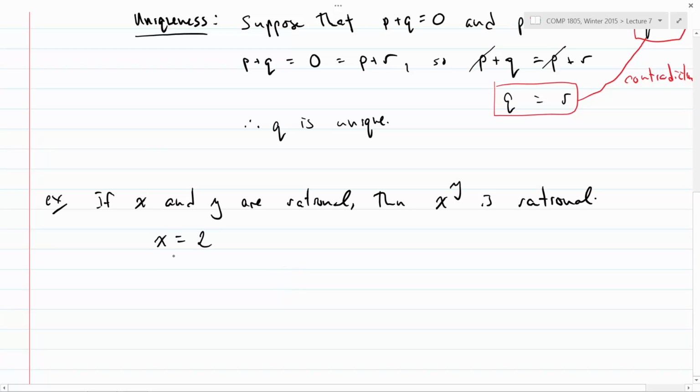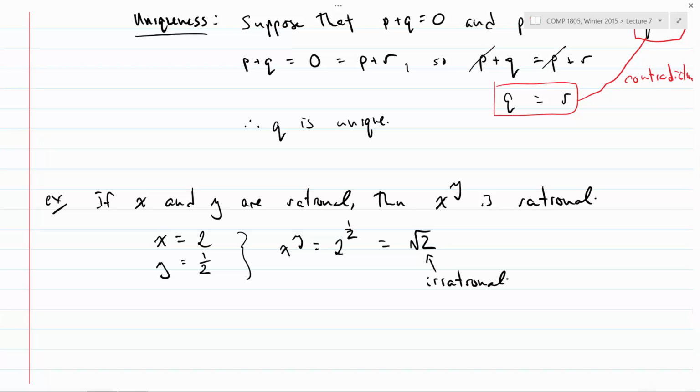Okay, so let's set x equal to 2, y equal to 1/2. All right, and if we do that, then x to the y is equal to 2 to the power 1/2, and that's more commonly written as root 2, right? Anything to the power 1/2 is just the square root. And we already know that root 2 is irrational. We've already done a proof of that. So we know that we're done. We know that this statement is not true because we found a counterexample. These values for x and y are a counterexample.